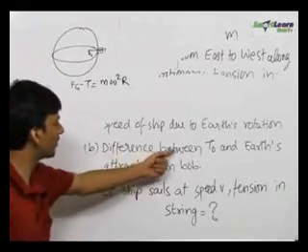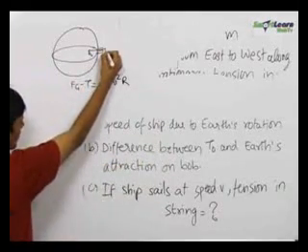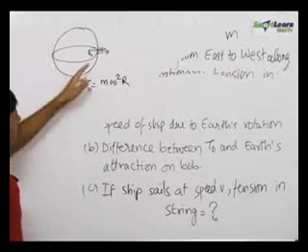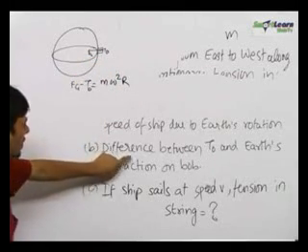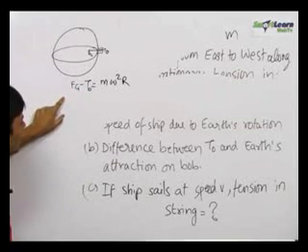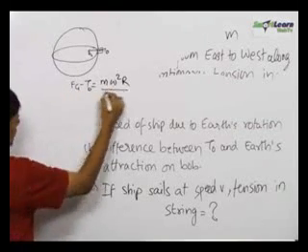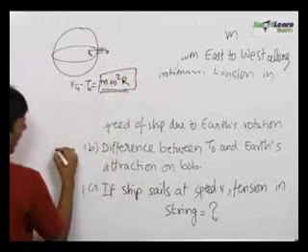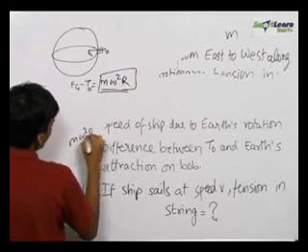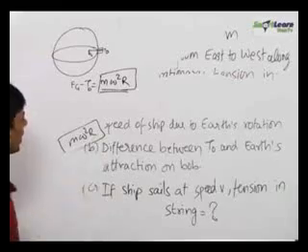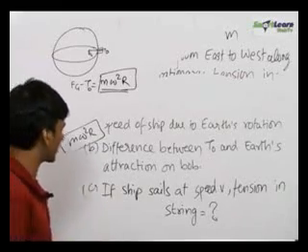Now we need to find out the difference between T naught, this tension is given to be T naught, since the ship is at rest now, therefore the difference between T naught and the earth's attraction on bob is equal to m omega square r. So the answer for the B part comes out to be m omega square r. Now the third part is interesting.